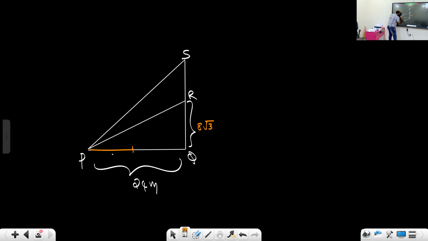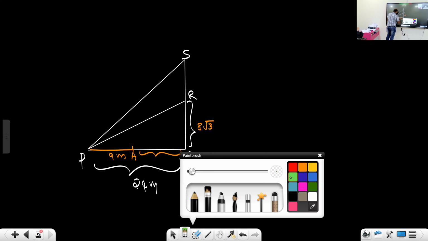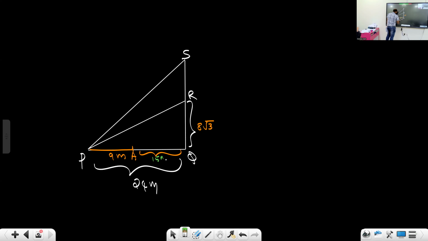Therefore, how much will be this point I am marking A? Then how much will be this? 24 minus 9, how much? 15. This class is recording and going to YouTube, so my name will go. Then they are asking, what is the angle of elevation to the logo? From here, this logo, this angle they are asking.